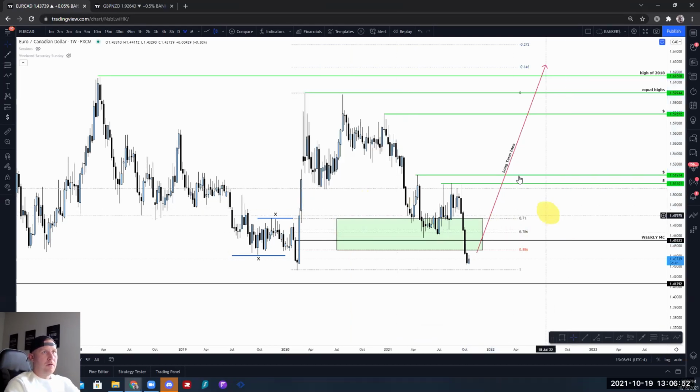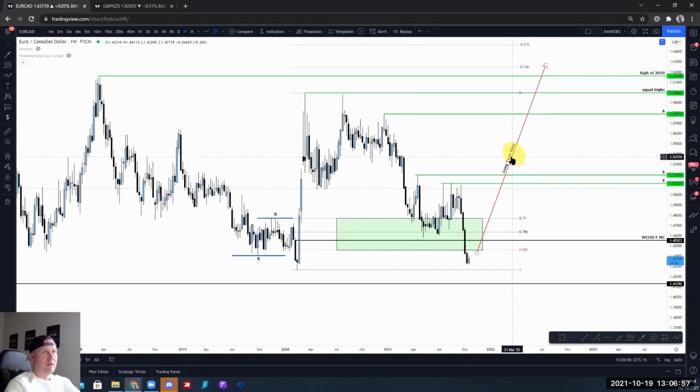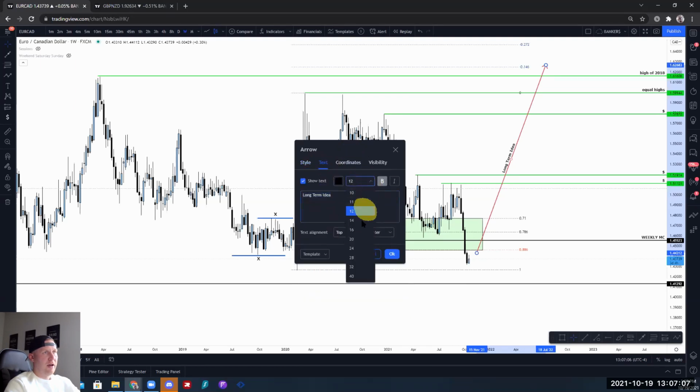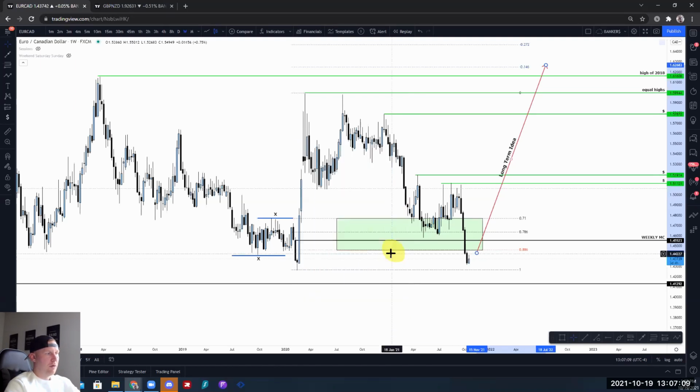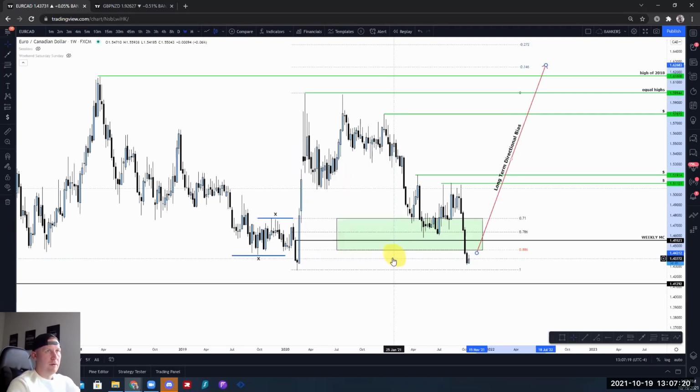Does that make sense? Long-term idea. Let's make that red. Let's make that text a little bigger. And then, yeah, I'll drop this, or long-term directional bias. There we go. Long-term directional bias. All right. And I'll post that, and then we can all keep tabs on it.